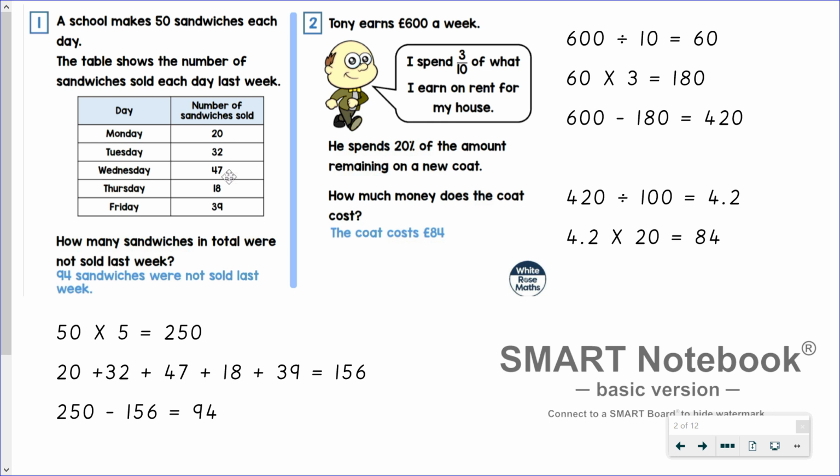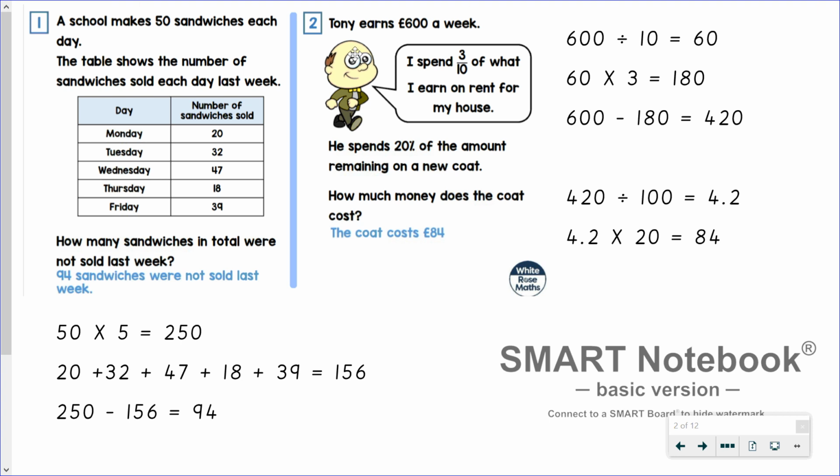Then we need to work out how many were sold. So add all these figures together. So 20 add 32 add 47 add 18 add 39 is 156. And then to work out how many weren't sold, we take that away from the total that were made. So 250 take 156 equals 94.